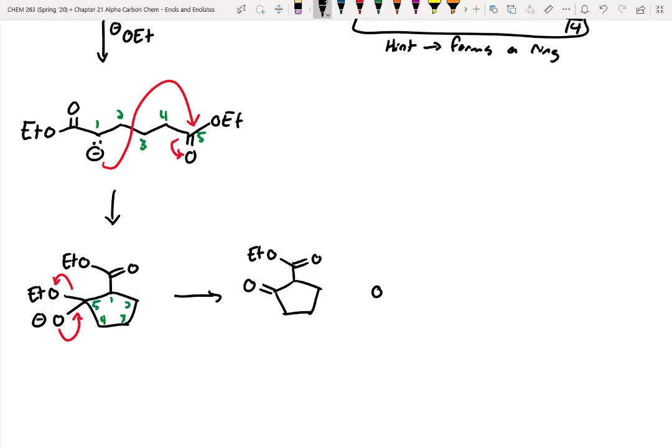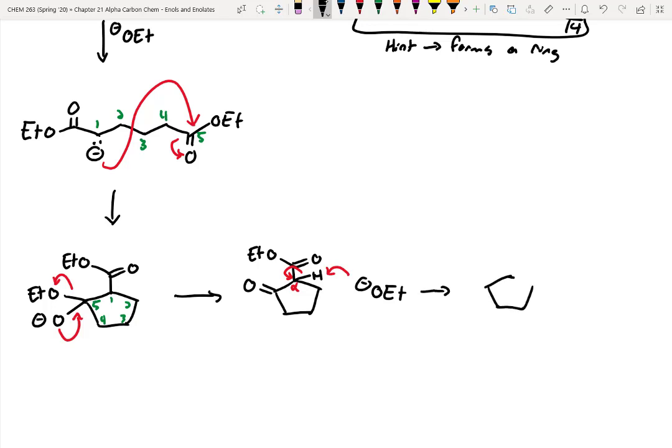and ethoxide was kicked off as a leaving group. Again, a lot of students are tempted to stop here. But if we think about it, we've got an alpha position right here that's in between two carbonyls. That means that this proton is going to be really acidic. So we can go ahead and grab this alpha proton and we can make our enolate.